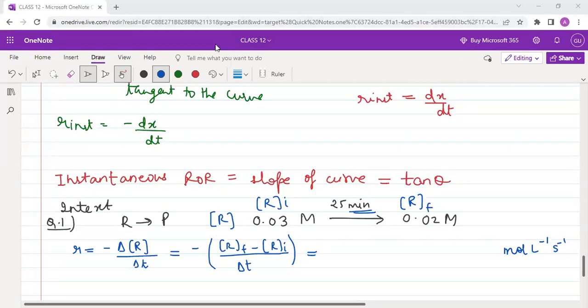Have you done? Yeah, it's 4 into 10 raised to minus 4. Okay, but the unit will be mole per liter per minute because you haven't changed the time into seconds. So this is the answer in moles per liter per minute. You have to report that also. Now you convert that into seconds.